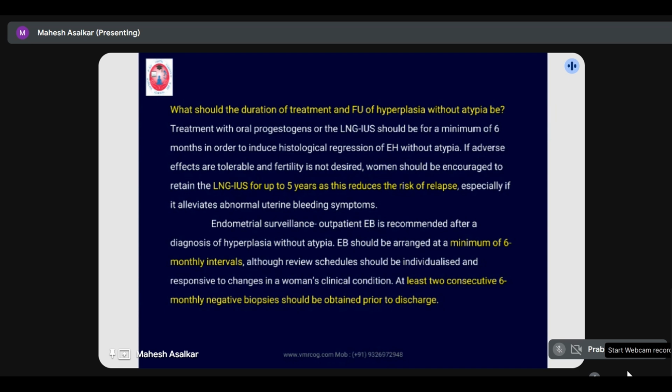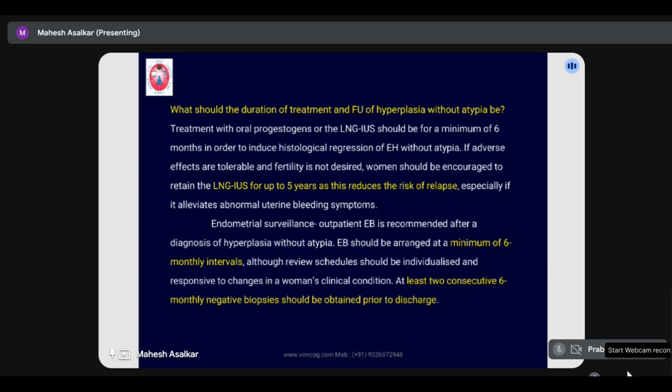Minimum 6 months will be required for the changes of regression to be seen in cases of endometrial hyperplasia without atypia. If adverse effects are tolerable and fertility is not desired, women should be encouraged to retain the LNG-IUS up to 5 years, as this reduces the risk of relapse, especially if it alleviates the abnormal uterine bleeding symptoms. So minimum 6 months is the recommended treatment.